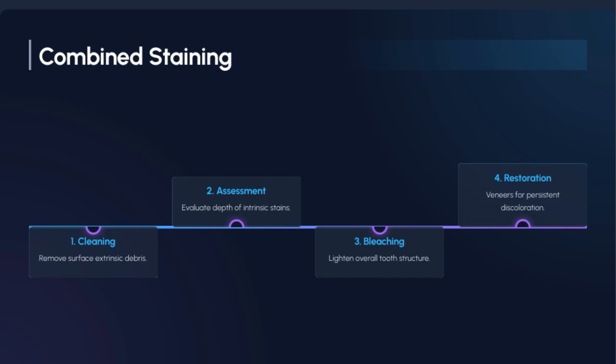Then, we move on to bleaching, where we aim to lighten the overall tooth structure. This step is important for addressing stains that respond well to whitening agents. However, for stains that don't respond sufficiently, especially the persistent ones, we consider using veneers. Veneers provide a durable and aesthetic solution for cases where bleaching alone isn't enough. By following this sequence, we ensure a comprehensive approach to restoring the tooth's appearance and achieving optimal results.